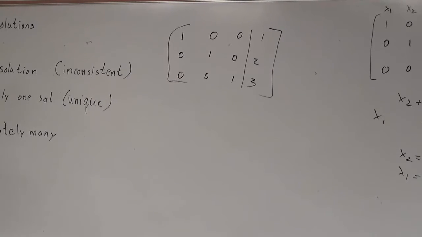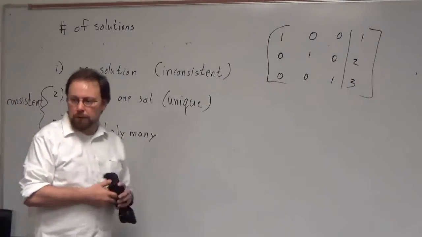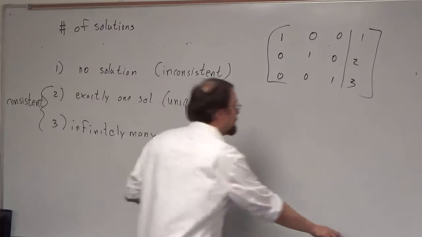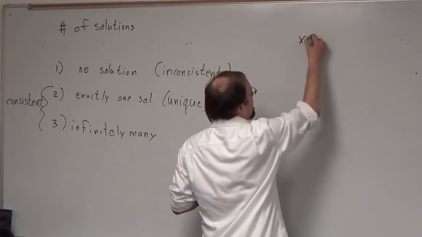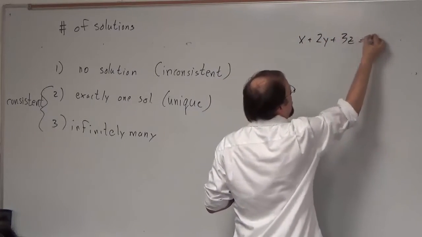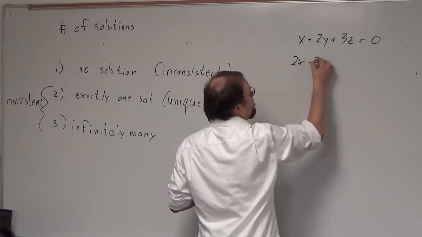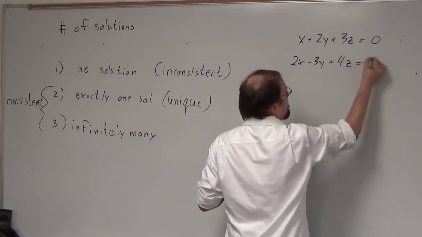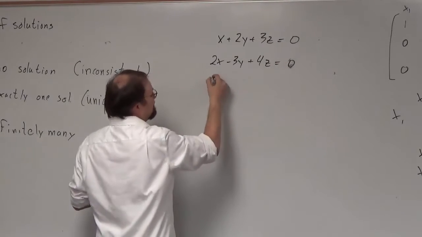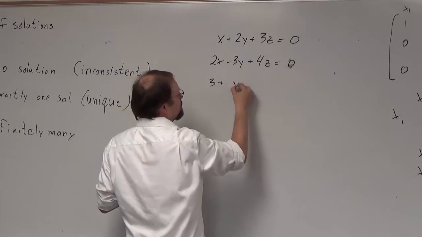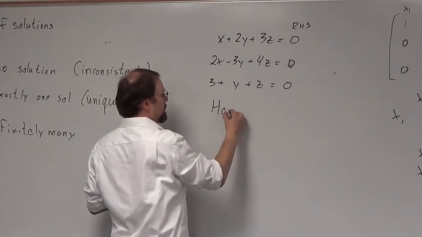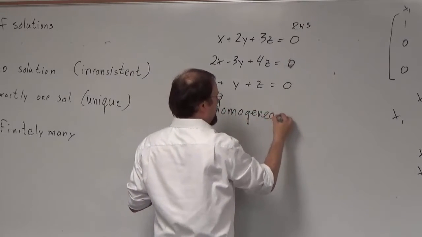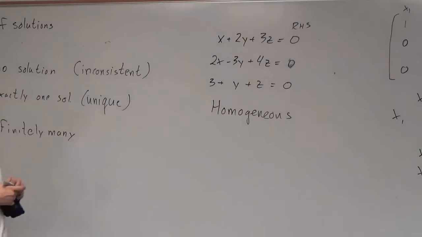What kind of system is guaranteed to have at least 1 solution? Homogeneous, right? So a homogeneous system is one where the right-hand side is all 0. This is called a homogeneous system. Much overused word in math, right?